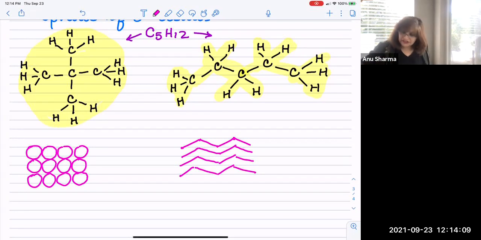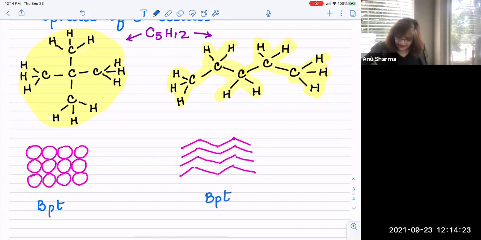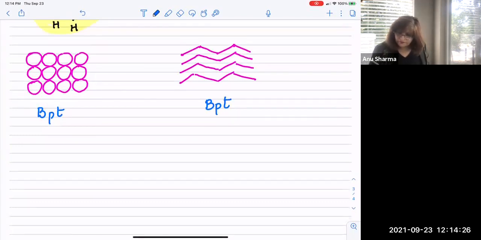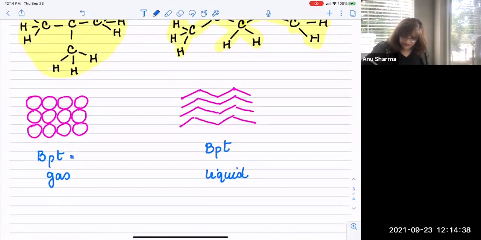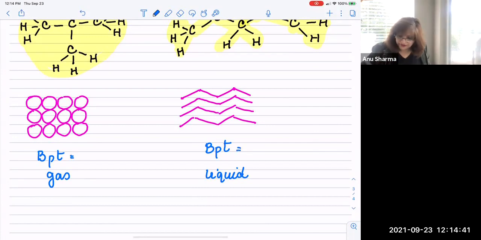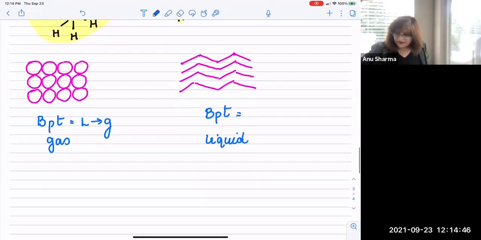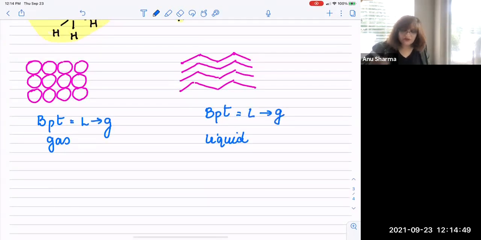Okay, so when they're stacked like this, now keep this in mind that they will both have the same molecular weight. But their boiling points are different, and the state in which they exist is different. So this exists as a gas and this one exists as a liquid. Because boiling point means the heat that you add to convert a liquid to a gas state, right? That happens when things boil. They convert from a liquid to a vapor state or a gas state.